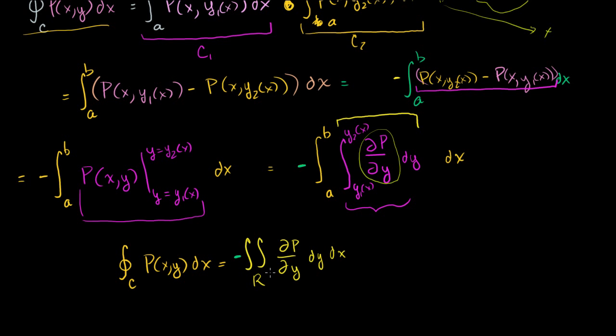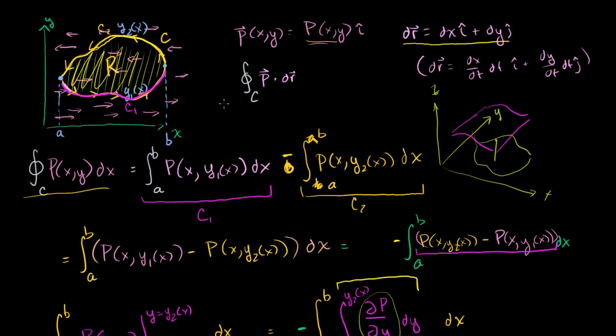In the next video, I'm going to do the same exact thing with a vector field that only has vectors in the y direction. And then we'll connect the two, and we'll end up with Green's theorem.